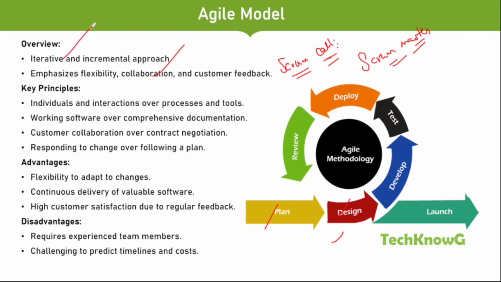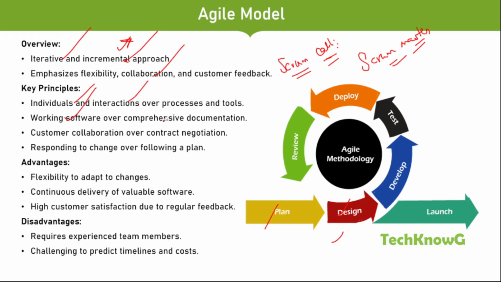So it is an iterative incremental approach. Incremental means you can add on any feature you want. Iterative means it's a loop process, so they have to do the same thing multiple times. Then the key principles: individuals and interactions over processes and tools. As I have said, there will be calls, and the correct process will be followed in the case of the agile model.